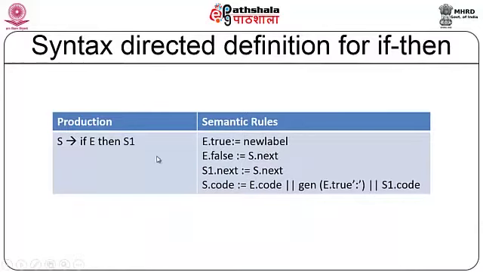So, if expression then statement, this is your production. For this you generate first a label called E dot true, and you call this a new label. So, something like your new temporary variable creation. So, you generate a new label called E dot true, and the E dot false is not a new label, it corresponds to S dot next.